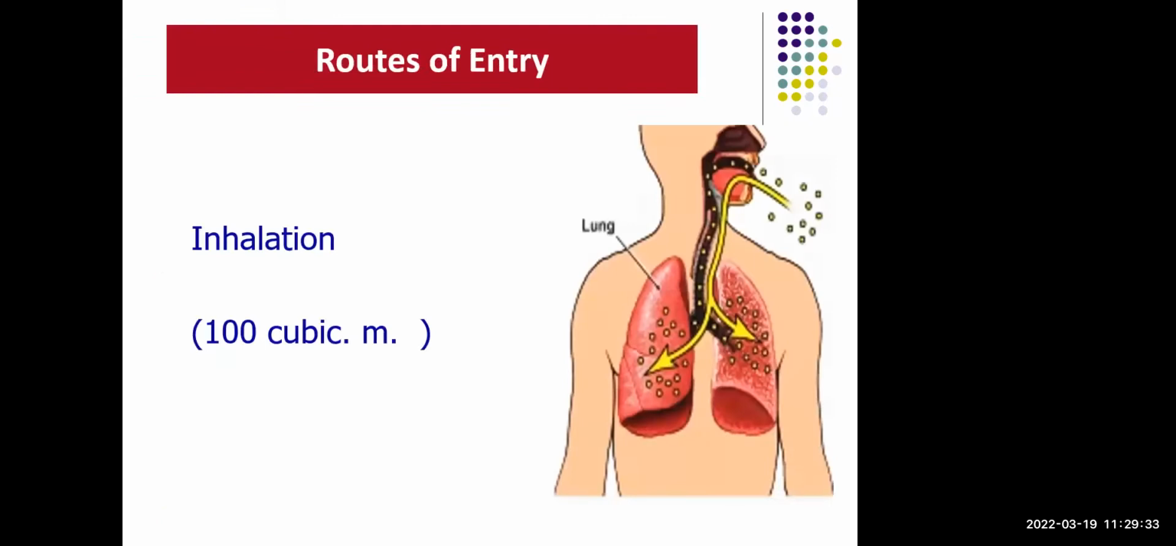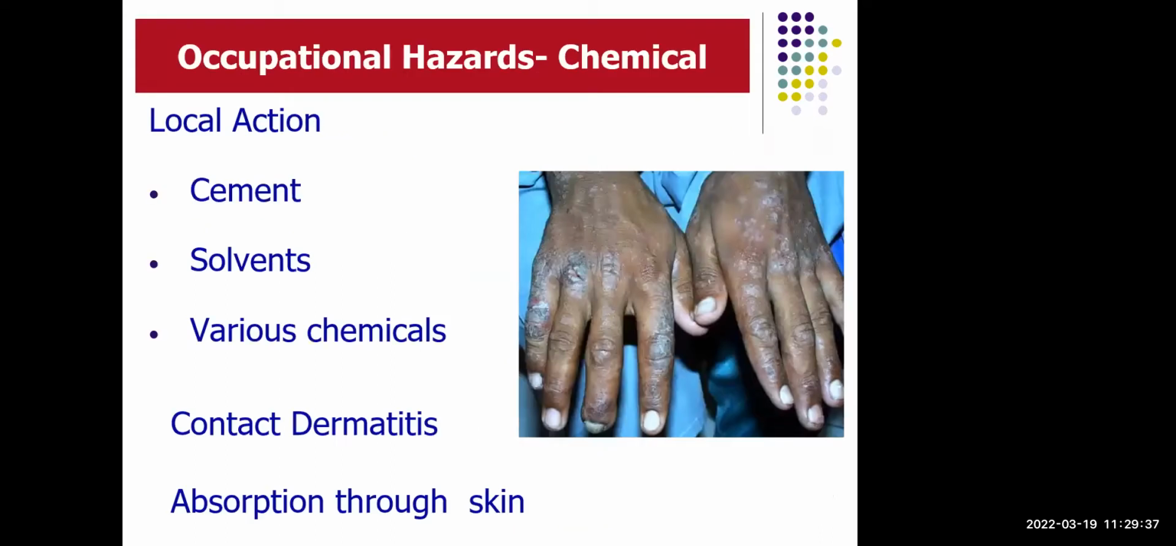Again, the routes of entry, we are saying the common ones are inhalation, ingestion, and skin absorption. Now a chemical can have a local action also, like cement, solvents. This is what is called contact dermatitis. So what is contact dermatitis? That means inflammation of the skin at the point of contact.